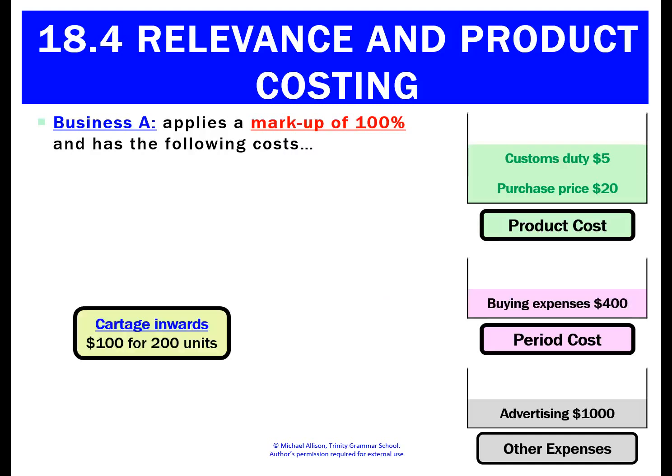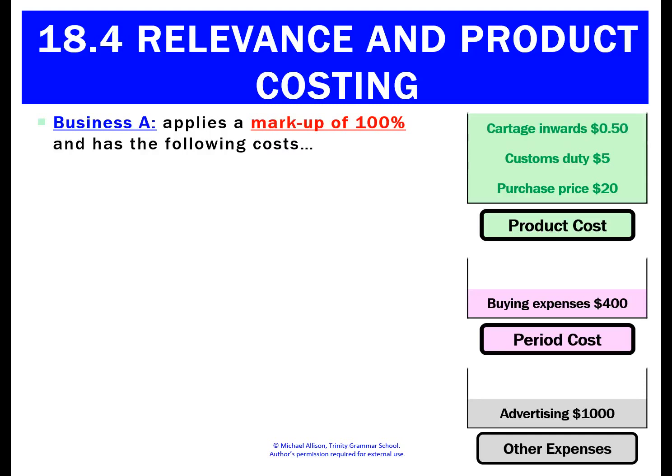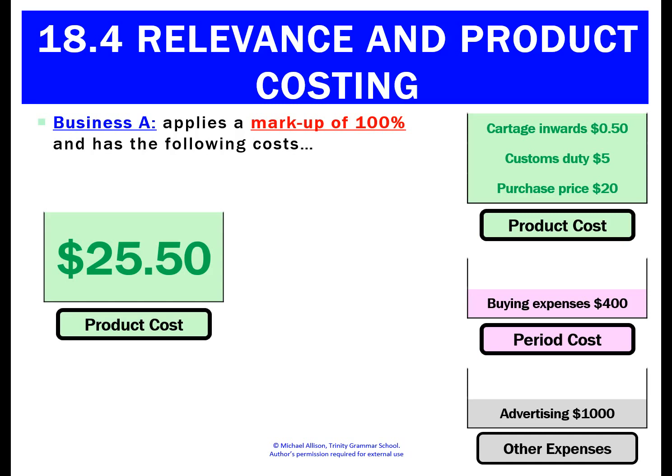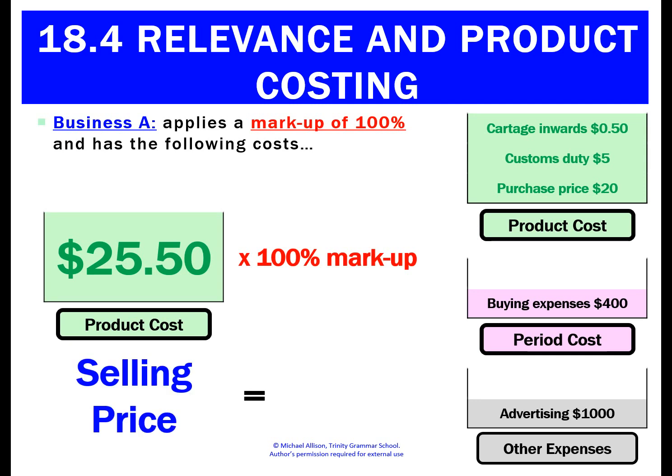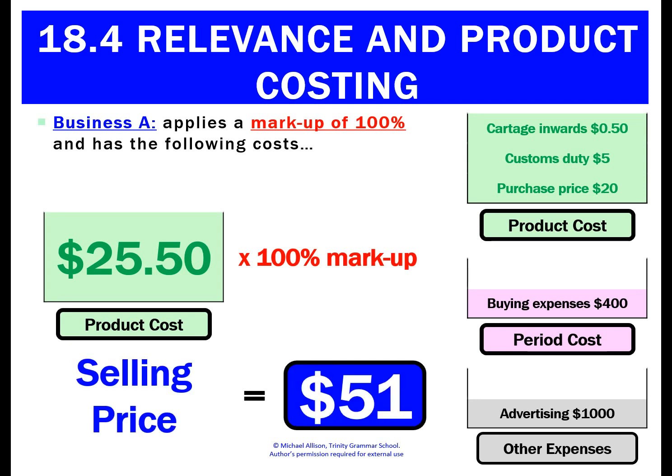Cartage inwards, $100 for 200 units. Is it required to sell stock? It is. Can it be allocated? It can. We've got $100 for 200 units. That's actually 50 cents per unit. So I'm going to put that in as a product cost of 50 cents. So what we've ended up with here is a total product cost of $25.50. Now, if we're applying a markup of 100%, business A is going to sell these for $51.